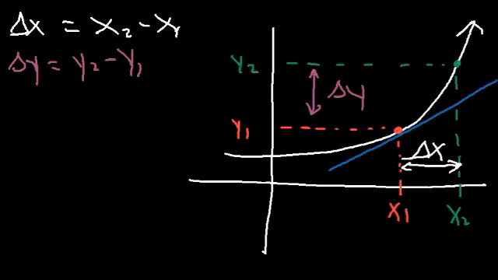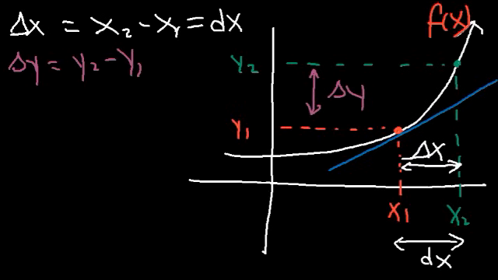So where is dx and dy? As you can see, delta x and delta y is associated with the function f of x. dy and dx is associated with the tangent line. So dx is defined as delta x, which is x2 minus x1. So this is equal to dx. dy is the difference between y1 and the new y value of the tangent line, which is basically this distance here. This is dy. Notice that delta y and dy are not the same.